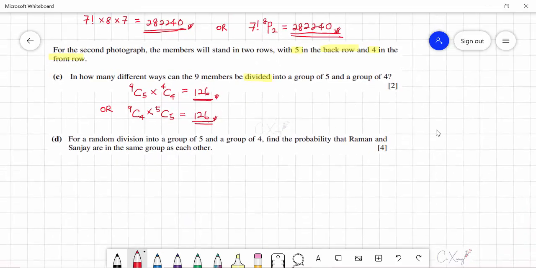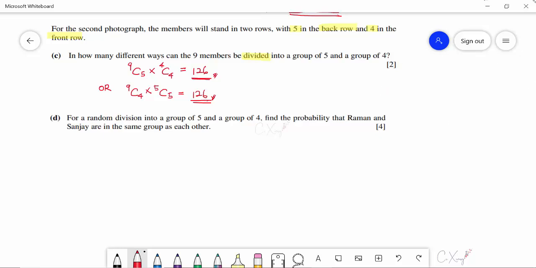Okay, so for part D, for a random division into a group of 5 and a group of 4, the probability that Raman and Sanjay are in the same group as each other. So now they actually want to investigate where Raman and Sanjay are in the same group. For case number 1, we can assume that Raman and also Sanjay are at the back row. So you still have 1, 2, 3 empty spaces for the back row, and then 4 spaces for the front row. Then we also have case number 2.